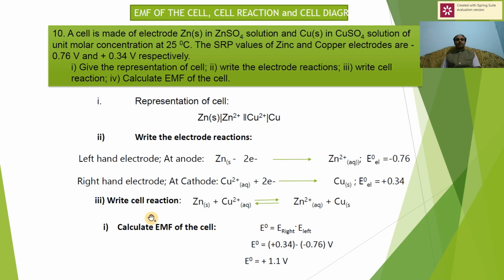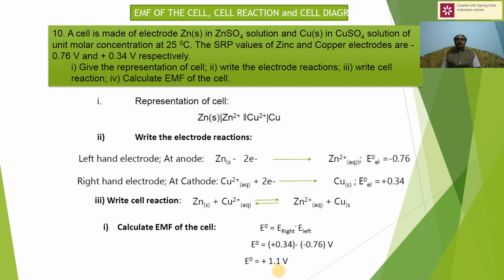Write the cell reaction. What is the cell reaction? You have to take the net reaction of this: Zn plus Cu2+ gives Zn2+ plus Cu, and you have to indicate the physical states of all these species. Then calculate the EMF of the cell. You know that E naught of cell is equal to E naught of right minus E naught of left. The right hand electrode potential, that is copper, is plus 0.34 volt, minus the potential of the zinc electrode, minus 0.76 volt, which gives you E naught equal to plus 1.1 volt.